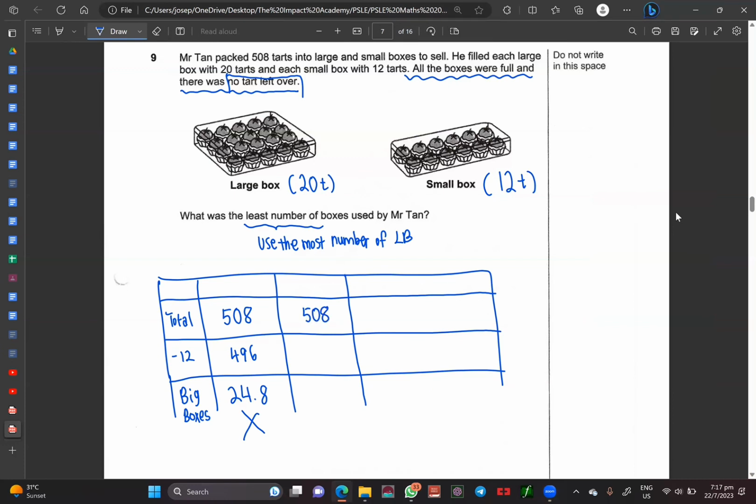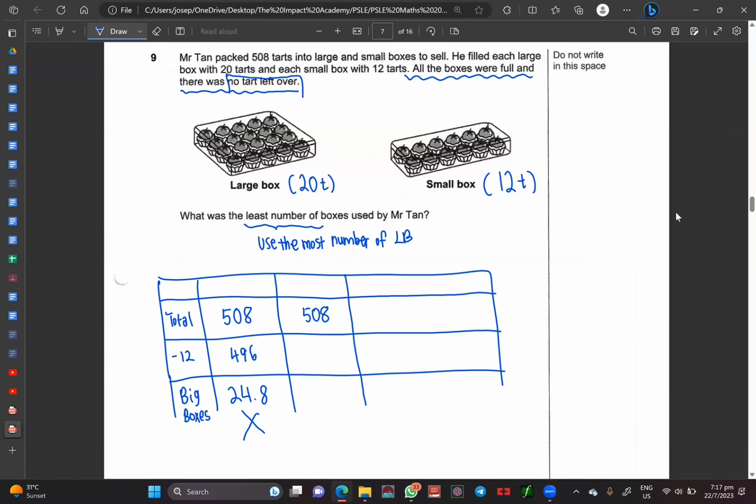So what I'm going to do next is, again, my total is still the same. Because if I'm just going to use one small box, then the rest of the tarts cannot be packed into my large box without a leftover. If I use just one small box and pack the rest into my large box, I will have a leftover.